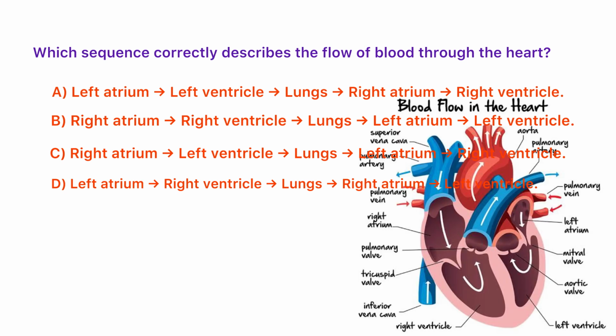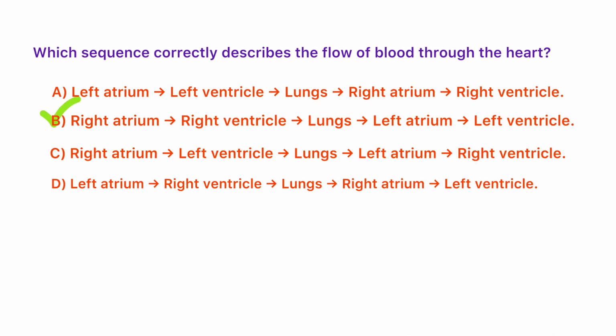Blood flows through the heart in a very specific way. It always starts at the right atrium, moves to the right ventricle, and then heads to the lungs to pick up oxygen. Once it's oxygenated, it flows back to the left atrium and then into the left ventricle, which pumps it out to the rest of the body. So the correct answer is B, right atrium, right ventricle, lungs, left atrium, left ventricle.